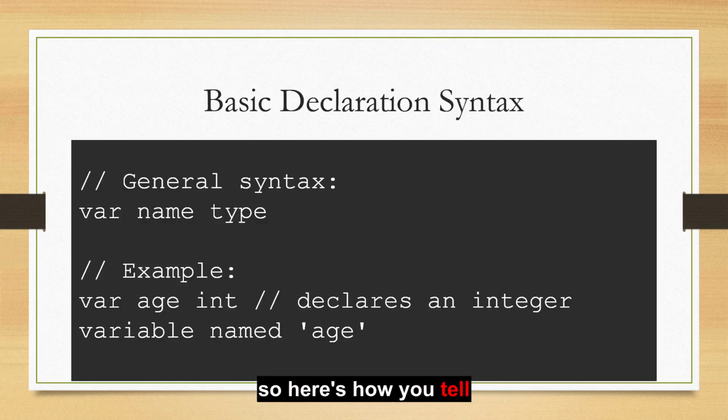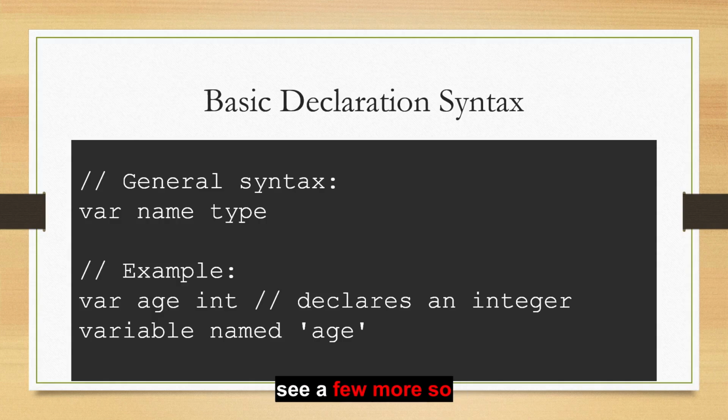So here's how you tell Go you want to make a new variable: var name type. For example, var age int, you are saying that hey Go, I want a variable called age and it will hold an integer. Now notice that we did not give it a value yet. That's allowed. But when you do not initialize a variable in Go, it gets a zero value. So we will come back to that later.